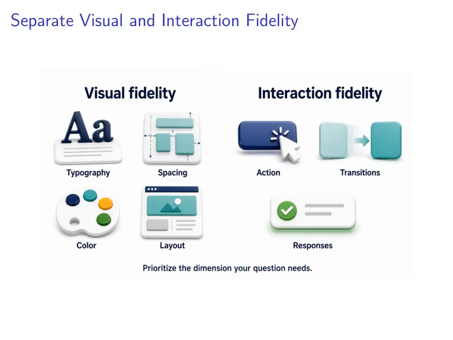Visual fidelity concerns appearance details such as typography, spacing, color, and layout. Interaction fidelity concerns actions, transitions, and responses. A rough sketch can have strong interaction fidelity if the choices and transitions feel realistic. Before adding detail, decide which dimension matters for your question.